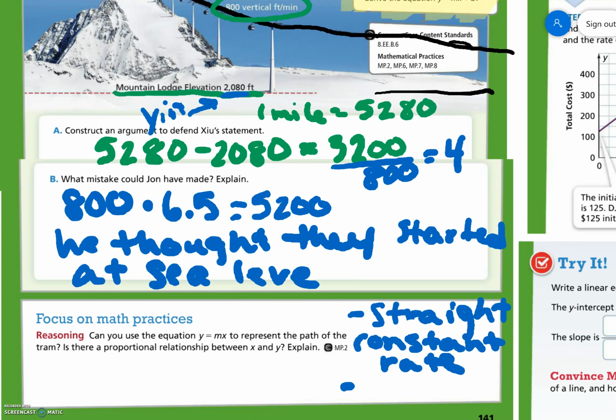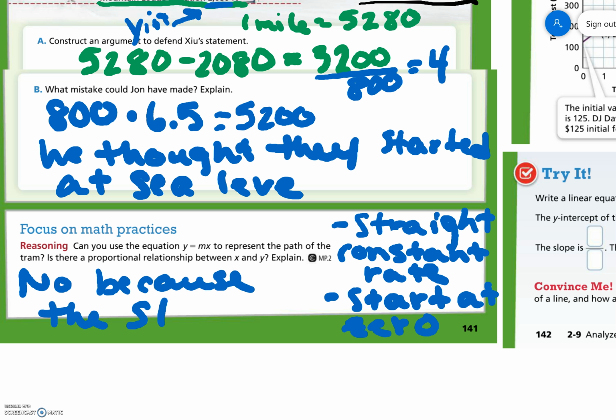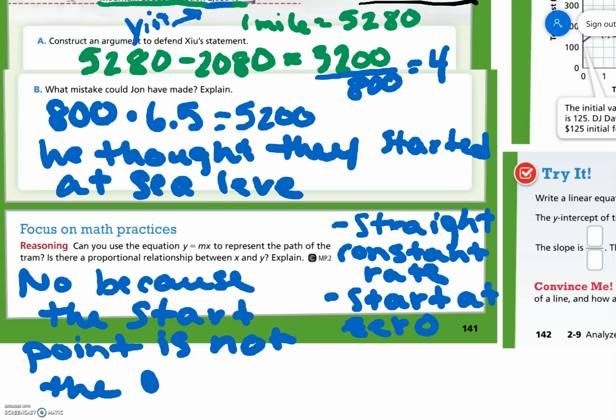But the other thing we need to know is we need to start at the origin, which means starting at 0. Did our problem start at 0? No. So we can't use the equation y equals mx, because the start point is not the origin. Okay, our y-intercept is not 0. Our y-intercept was 2,080.